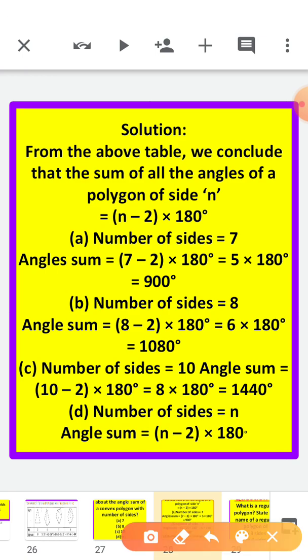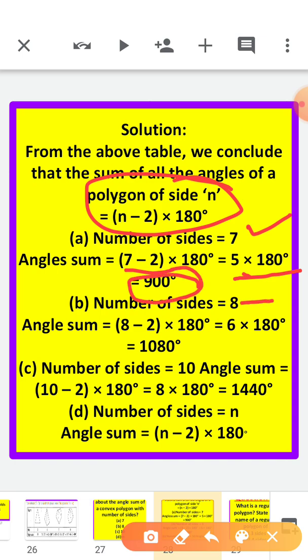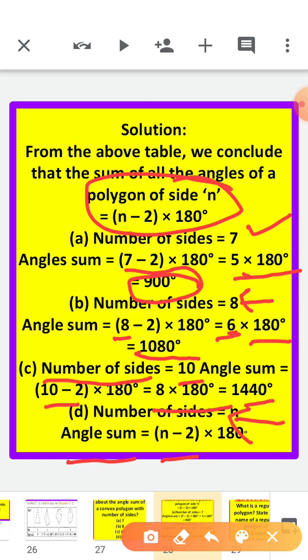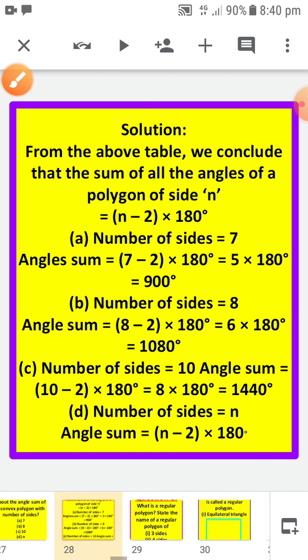See, in this slide all the solutions are given, and we are using this formula. Now the number of sides is 7, so 7 minus 2 gives you 5 into 180, so the answer is 900. In the same manner, for 8, put 8 instead of n. 8 minus 2 is 6, into 180 you get 1080. For 10 sides, 10 minus 2 gives you 8 into 180, which gives you 1440. So the angle sum is n minus 2 into 180. This is your last part, where the number of sides equals n. Okay, I hope you are getting my point.